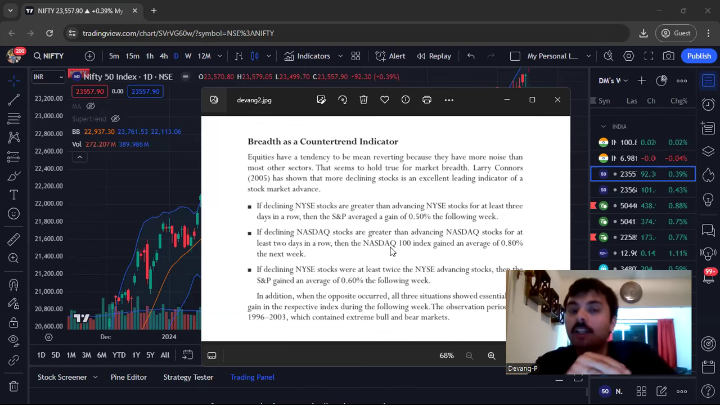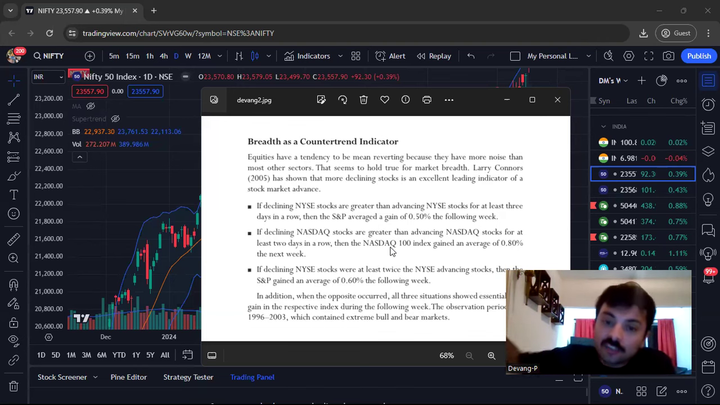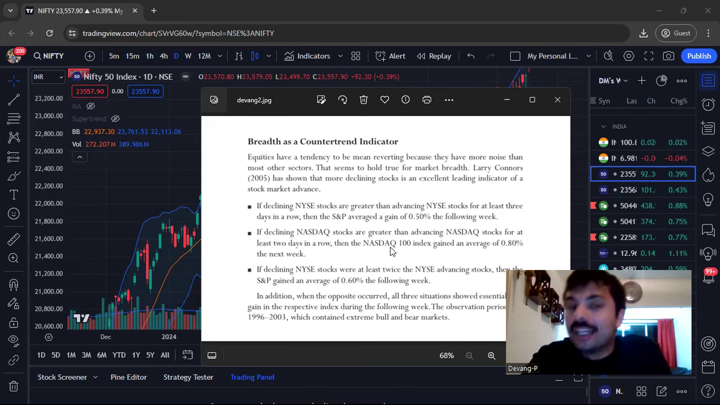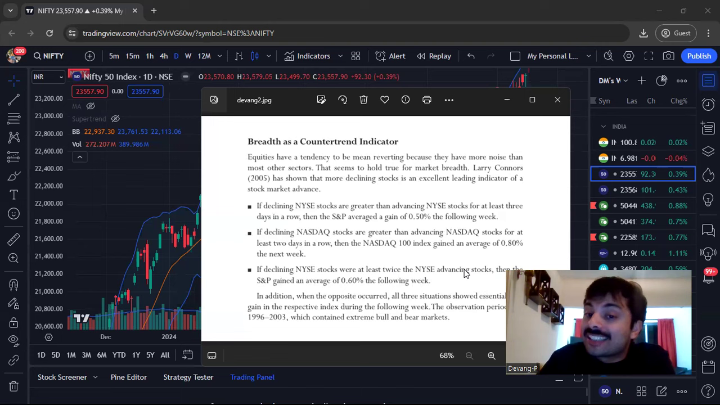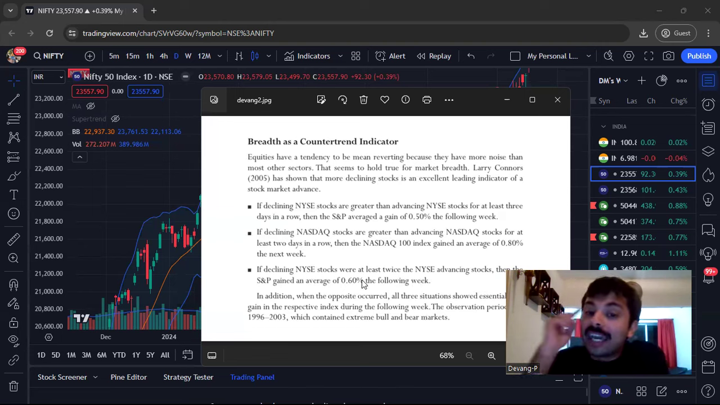Because Nasdaq is more skewed towards high beta kind of stocks. So if two days in a row declining stocks are more than the advancing stocks, then the next week the Nasdaq IT index can give you a gain of 0.80%. And the third thing he said is that if the NYSE declining stocks were at least 2 times the NYSE advancing stocks, let us say out of 500 NYSE stocks, if the declining stocks were two times more than the advancing stocks, then the S&P 500 gained an average of 0.60% the following week.